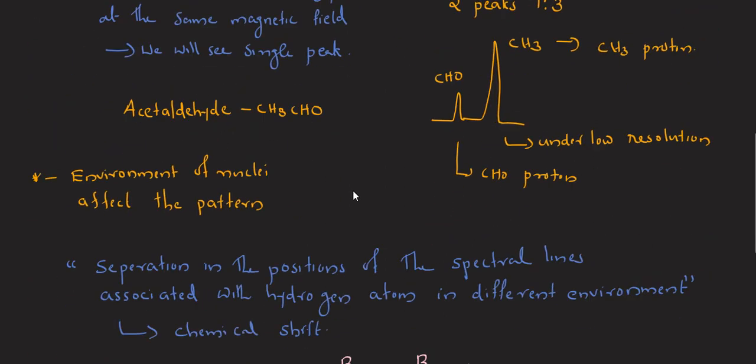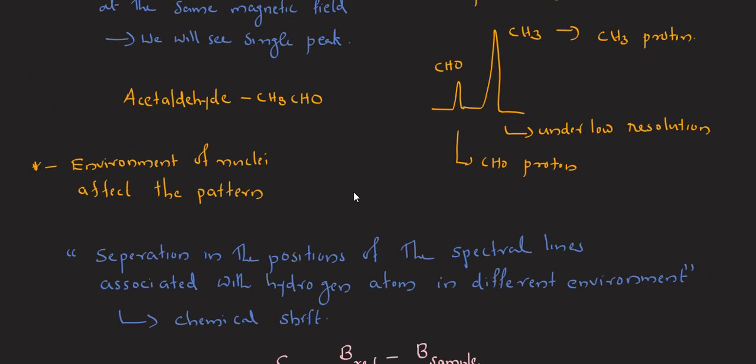The same thing happens in the case of acetaldehyde also. Acetaldehyde is CH3CHO. In the case of acetaldehyde also, we can see two peaks. One peak corresponding to the CHO proton and one peak corresponding to the CH3 proton. The spectrum is taken under low resolution. From these two examples, we can say that the nature of the pattern, the nature of the NMR spectrum, depends upon the environment to which the protons are associated.